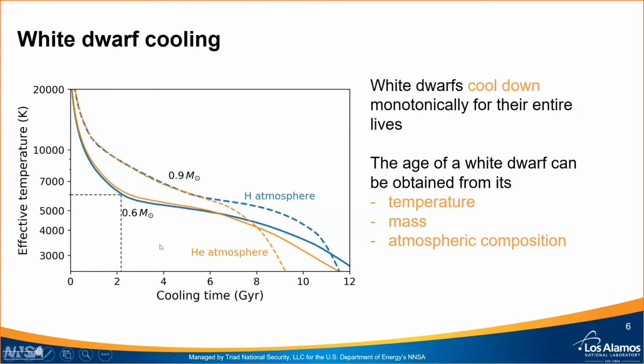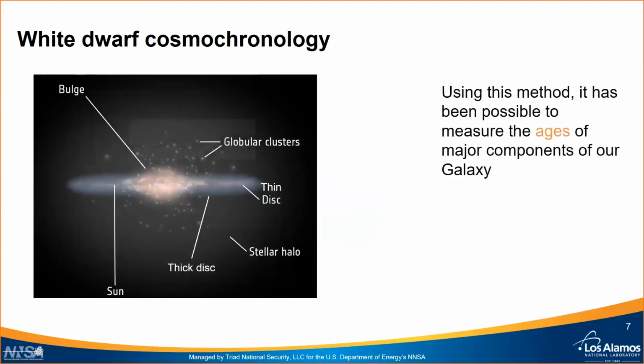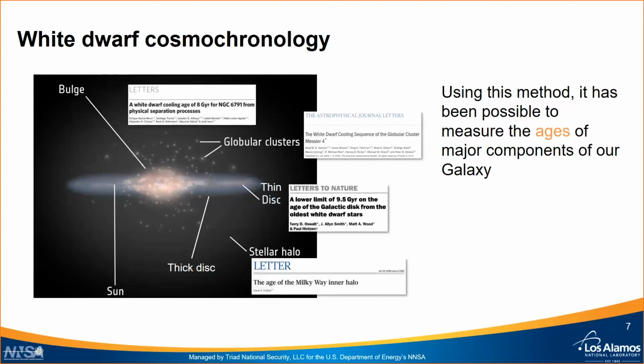And then you only have to take your cooling models, and from that you extract the age of the white dwarf. So this is a technique that has been used now for about 35 years. It's still being refined because there are many uncertainties involved in this approach. But throughout the years, it has been used to measure the ages of different stellar populations in our galaxy much more accurately in general than what can be done with other methods.